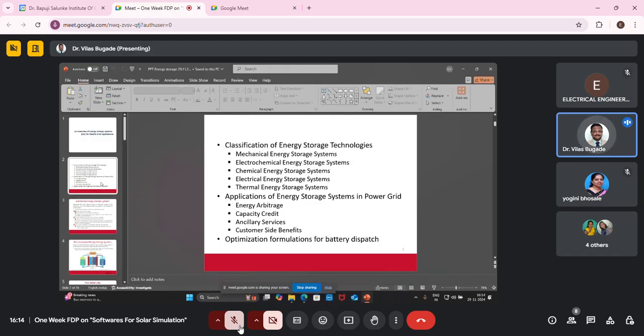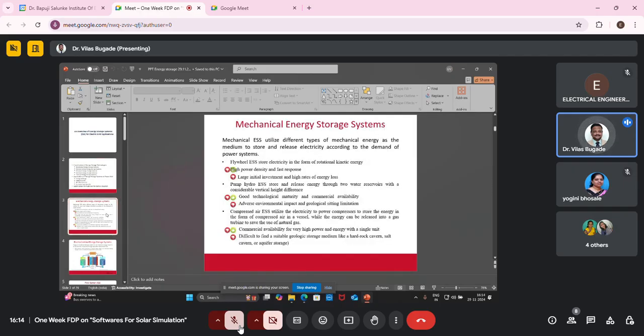What are some applications of energy storage in the power grid? Energy arbitrage, capacity credit, and the next trend coming in the market, ancillary services. Most importantly, to attract customers there are customer-side benefits, and this will happen through optimization formulations for battery dispatch. In mechanical energy storage there is the flywheel, pumped hydro energy storage, and compressed air energy storage, which is widely available.